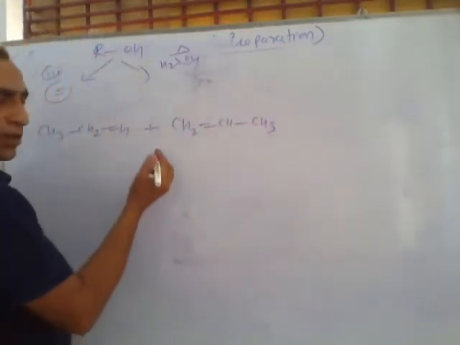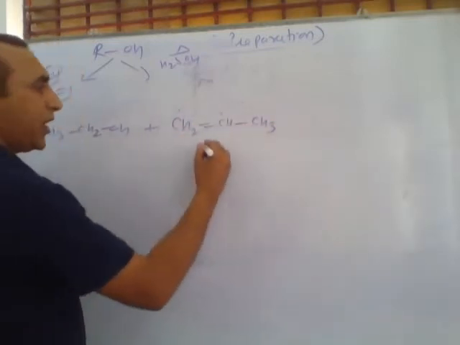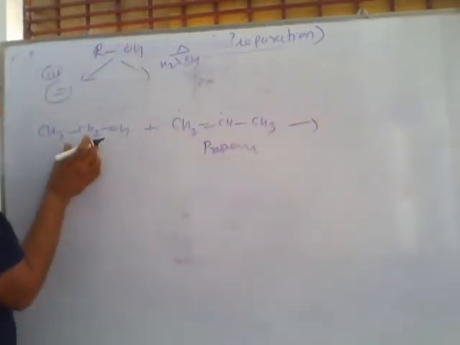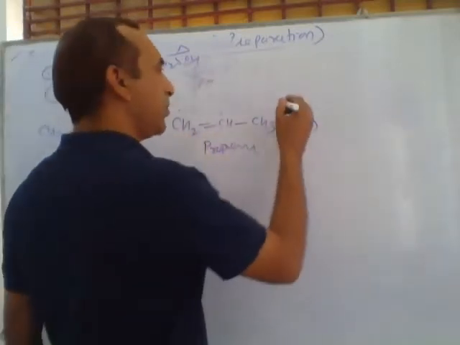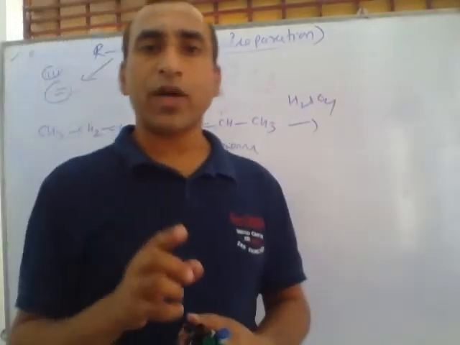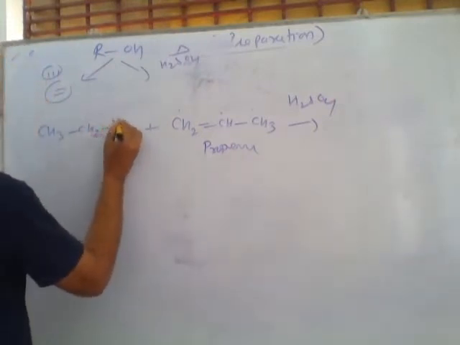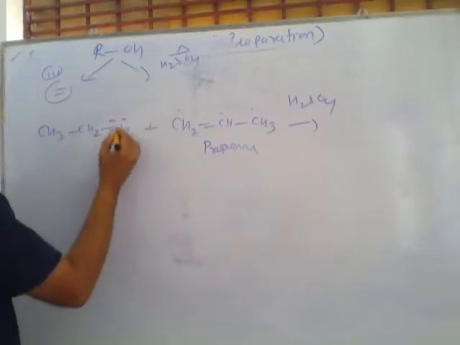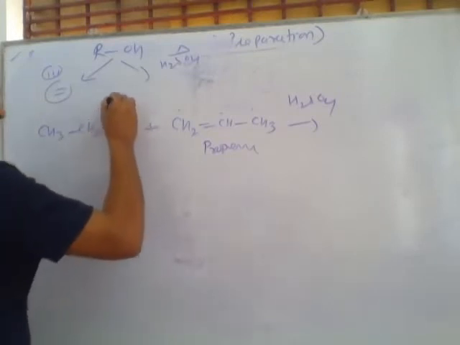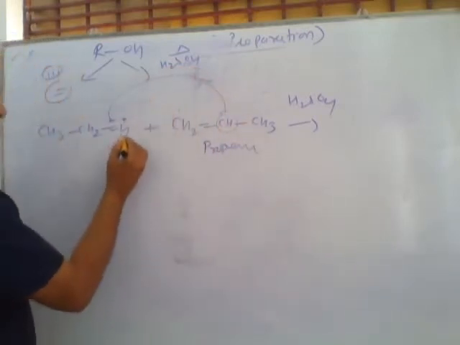This alkene has 1, 2, 3 carbons. This is actually called propene. So when this compound reacts with propene in the presence of sulfuric acid, then according to Markovnikov rule, what is the Markovnikov rule? It says that this is a partially polar compound, and from this polar compound the negative part joins on that carbon on which the number of hydrogen atoms is less, and the hydrogen joins here.